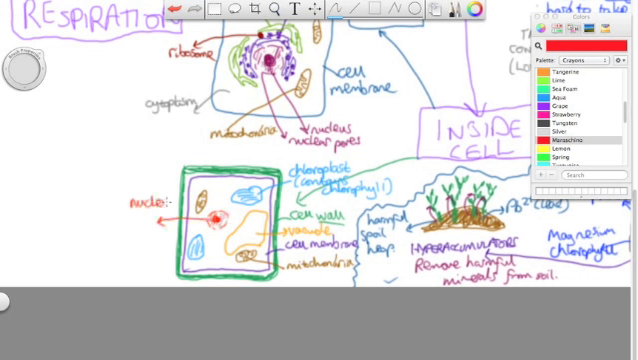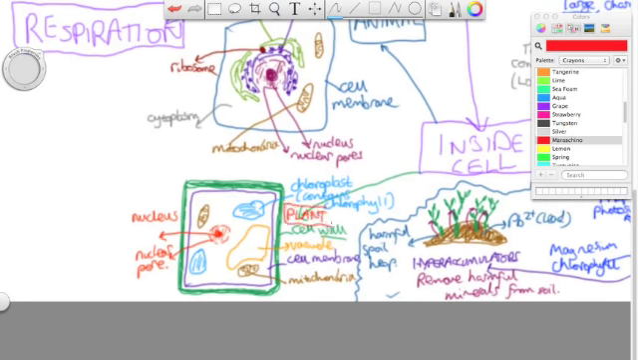which stores sap, a nucleus and a nuclear pore as is also in the animal cell. And I haven't shown them here, but it also contains the rough and the smooth ER.